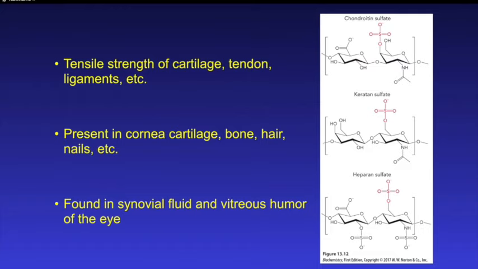The keratin you find as part of the structure of the cornea, cartilage, bone, hair, and nails, so this particular polysaccharide is in very structural components. And then inside the eye is a fluid, and a lot of times you get checked for the pressure in your eye. But the fluid is not just water. The vitreous humor of the eye is a very thick gel-like material, and what makes it thick is the heparin.